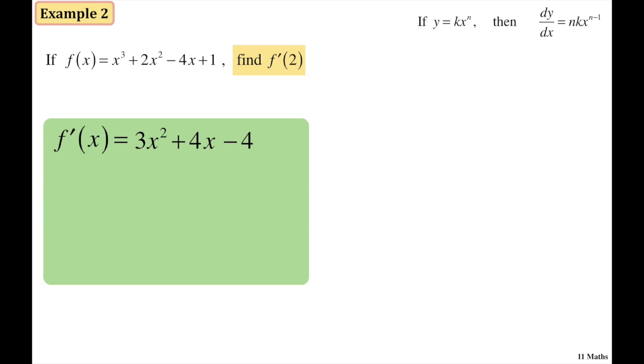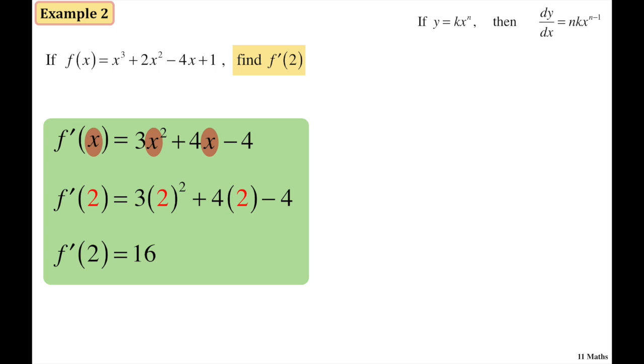So that means everywhere we see an x now, we look at the x and we think, well, we've got to replace that with the number 2. So we replace every x with a number 2, which means that the derivative when x is 2 is equal to 3 multiplied by 2 squared plus 4 multiplied by 2, take away 4, which when you put into your calculator gives you an answer of 16. So the derivative when x equals 2 is 16. And there's our answer.